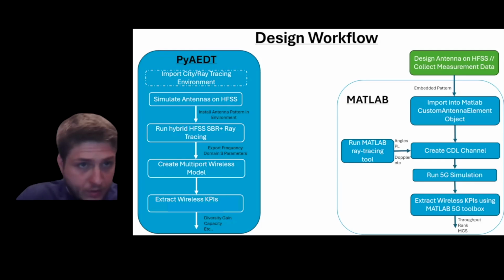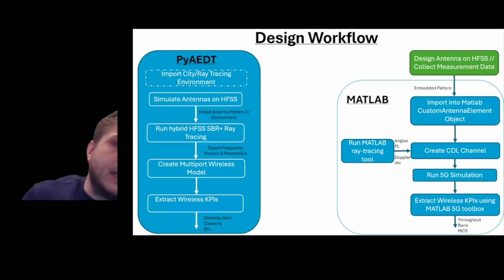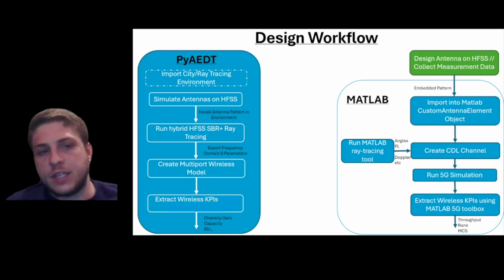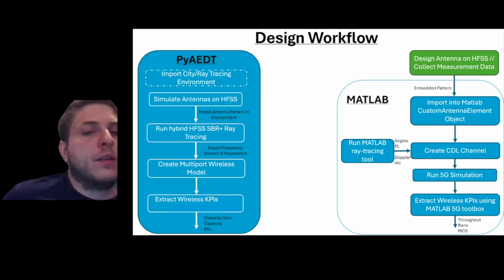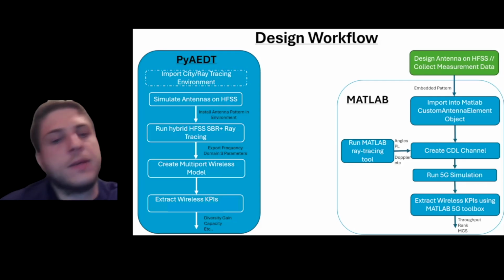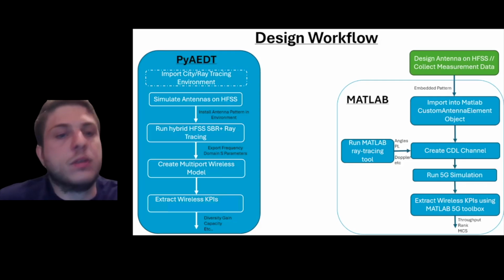So here, the first thing is to import the ray tracing environment. Then you want to simulate the antennas on HFSS and find the installed antenna patterns, which you're going to be installing in the hybrid HFSS SBR ray tracing environment. Then you'll create the multi-port wireless channel model, and you're going to extract the KPIs, such as diversity gain, capacity, throughput, everything that you need.